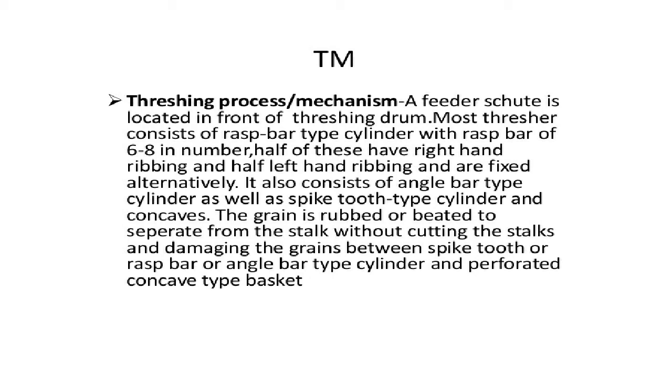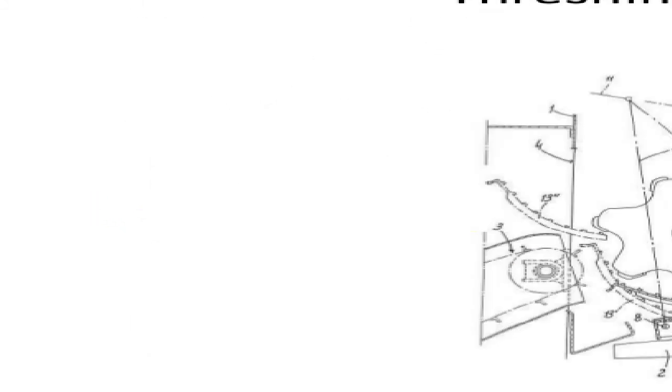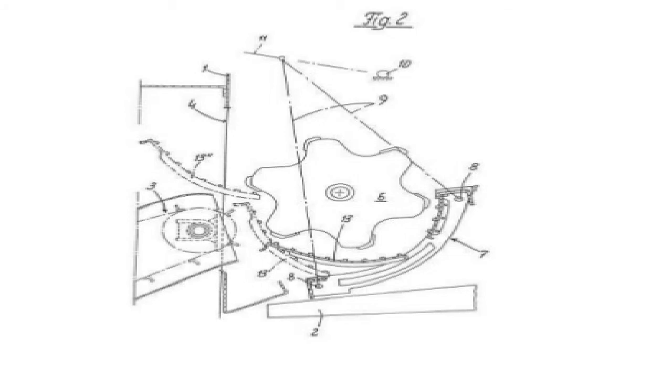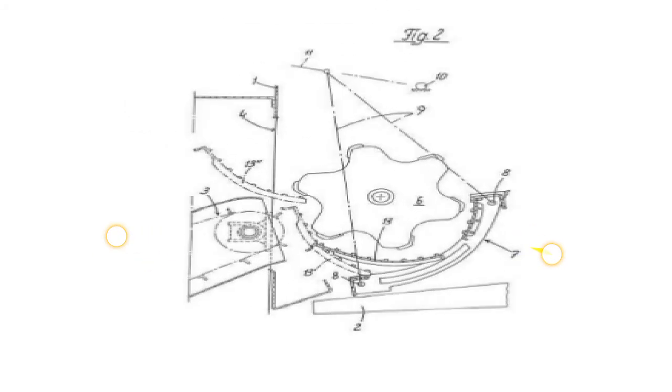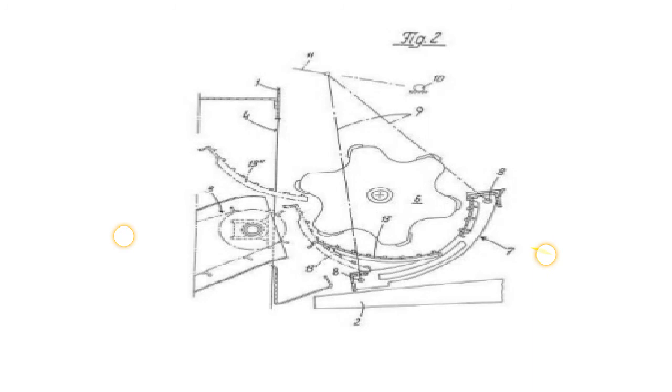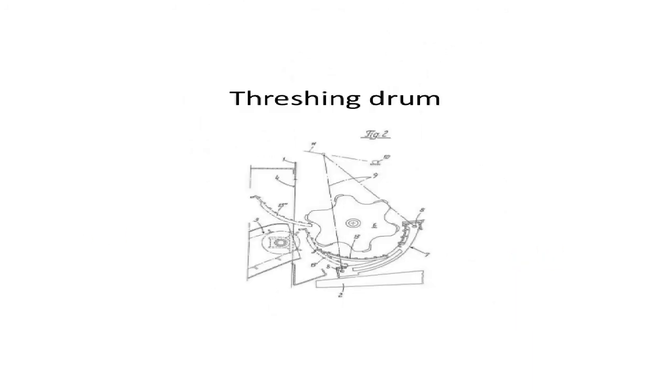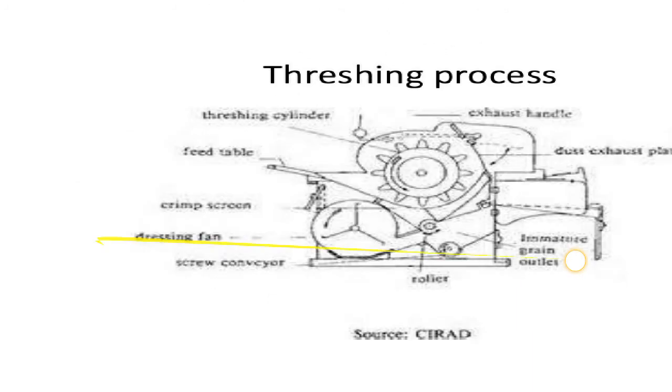The grain is rubbed or beaten to separate it from the stalk without cutting the stalk or damaging the grains, between the spike tooth, rasp bar or angle bar type cylinder and the perforated concave type of basket. You can see this is the threshing drum, then the concave, and there is a space between the threshing cylinder and the concave. It's called the concave clearance. This is the threshing process.